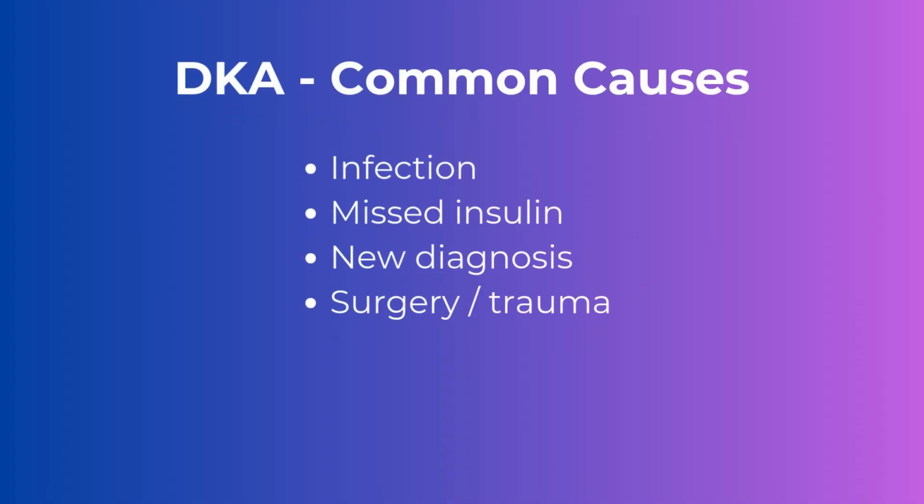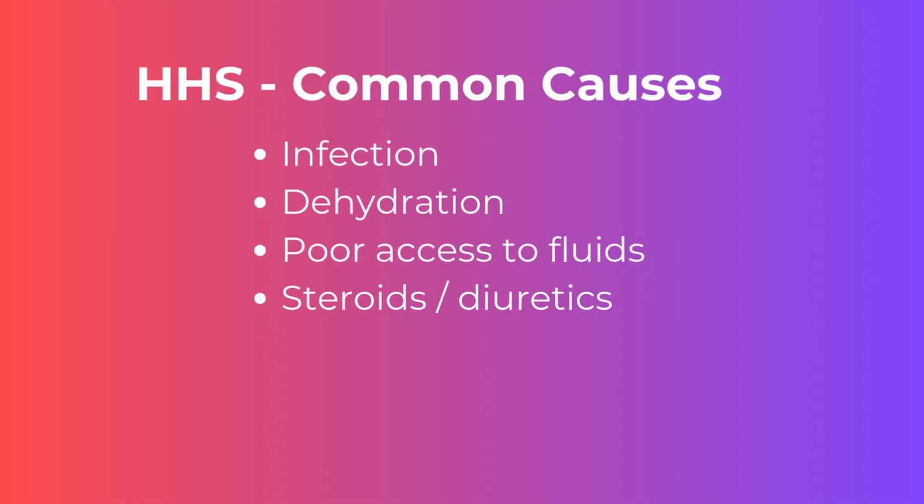There are a few common causes for DKA. Some of these triggers include infections, missed insulin doses, a new diabetes diagnosis, trauma, or surgery. There are some similarities with HHS as well, but the common causes for HHS are triggered by infections, dehydration, poor access to water, illness, or medications like steroids or diuretics, especially in older adults.